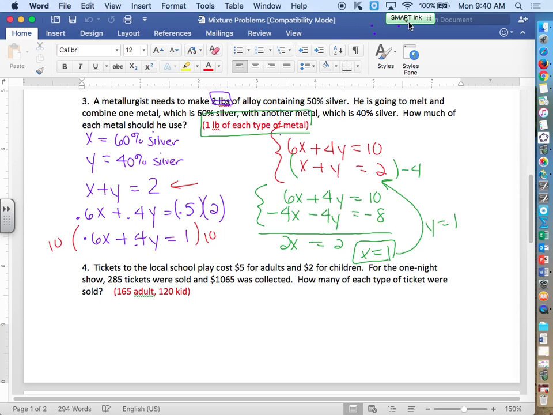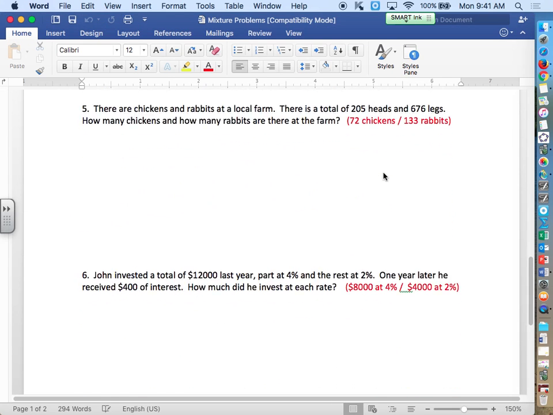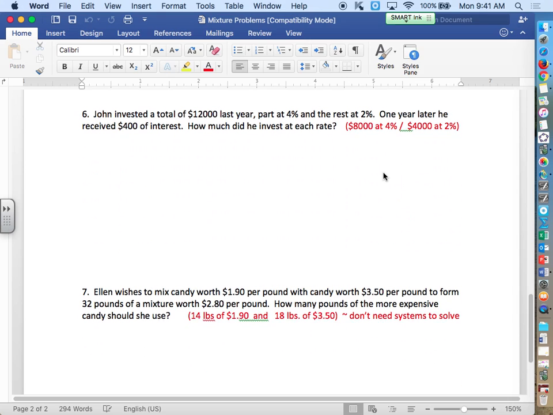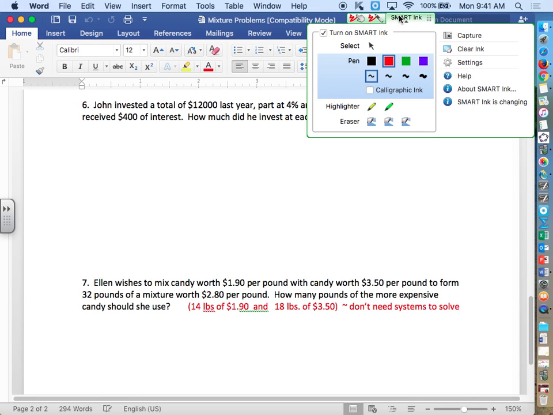All right, you can try the next one there, the tickets, adult tickets and child tickets. This one's actually a little bit nicer because you don't have any decimals for that one there. Let's maybe do number 6 together then, and you can try and do the other ones and see how you do with those. All right, so number 6, this one looks a little bit daunting here because the numbers are kind of large, but it works out pretty much the same as the other guys did.